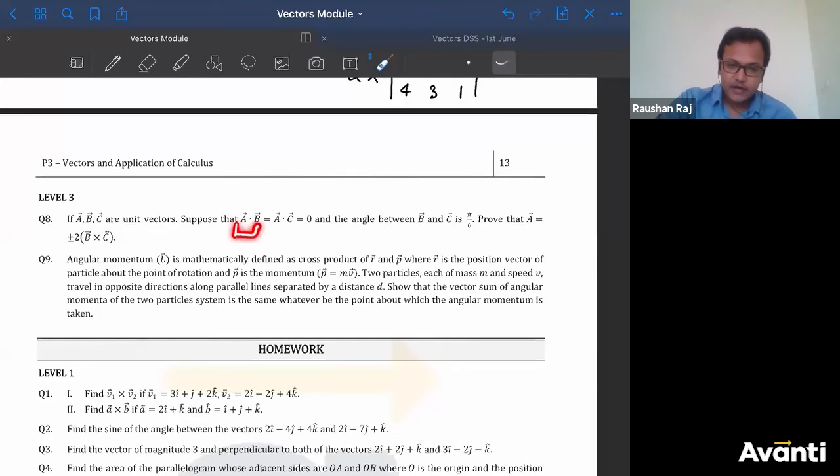So A and B are perpendicular to each other, and A and C are also perpendicular to each other. Then don't say B and C should also be perpendicular. That does not happen. A and B are perpendicular to each other. A and C are perpendicular to each other. Okay? The angle between B and C is given to us as pi by 6. Then we have to prove that vector A is equal to plus minus 2 B cross C.